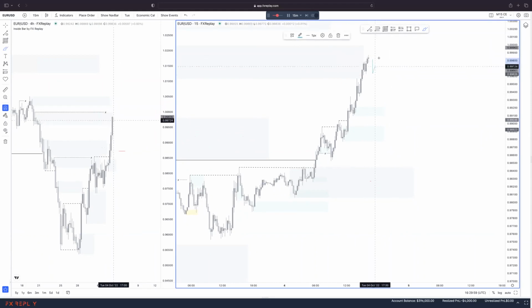You'd want to see price range around for a good few hours and then sweep that and then pull back in. You'd want to see something like that. The way this is, price is barely pulling back. Yeah, I would want to see a pretty clear liquidation before considering a sell at this point.